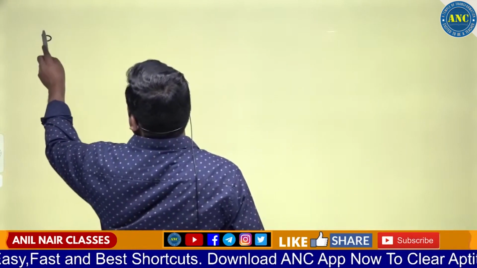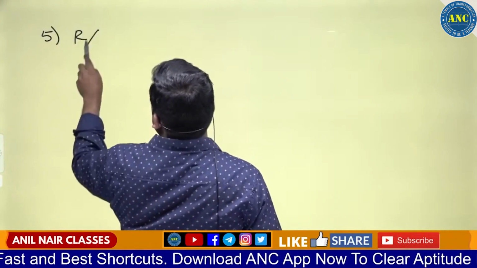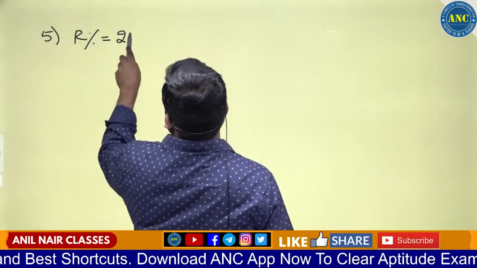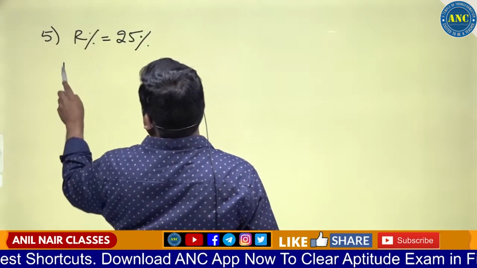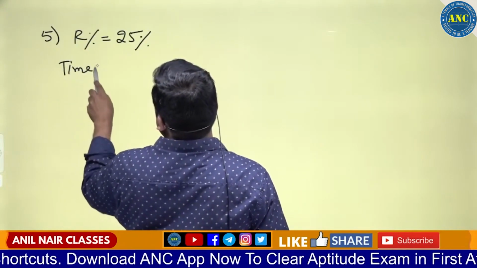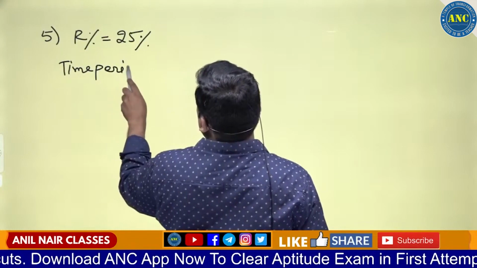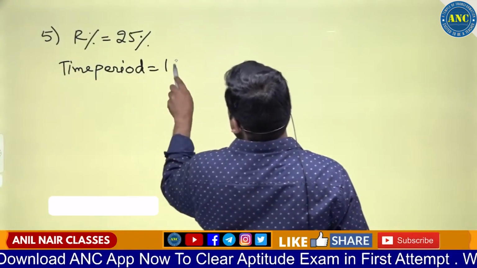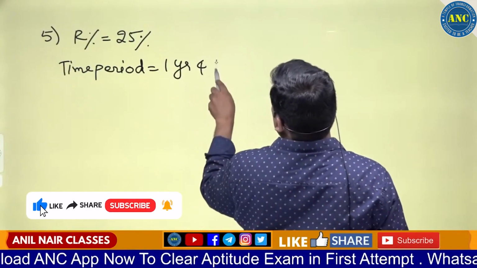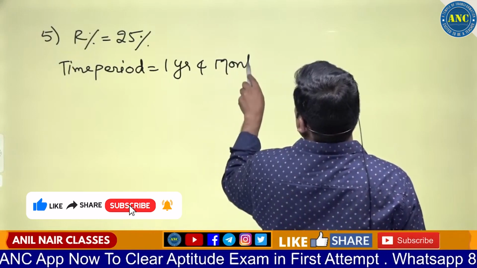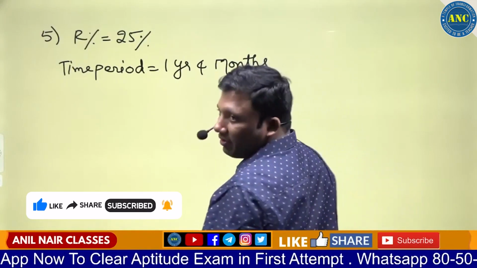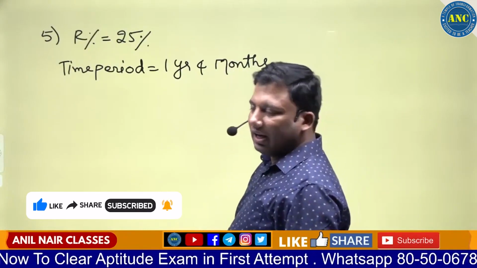Fifth one. R percentage is given as 25 percentage. Time period is given as 1 year 4 months.